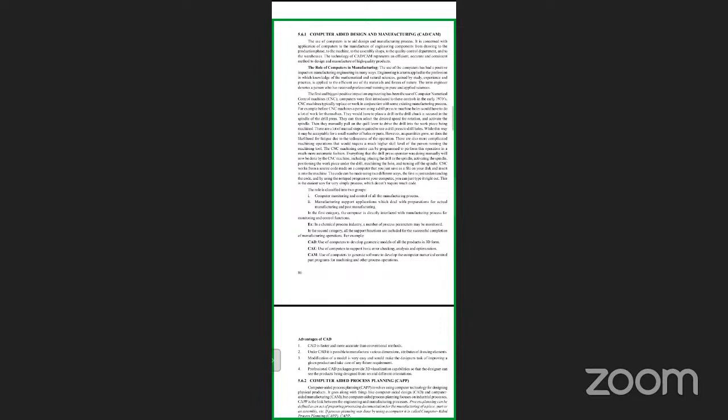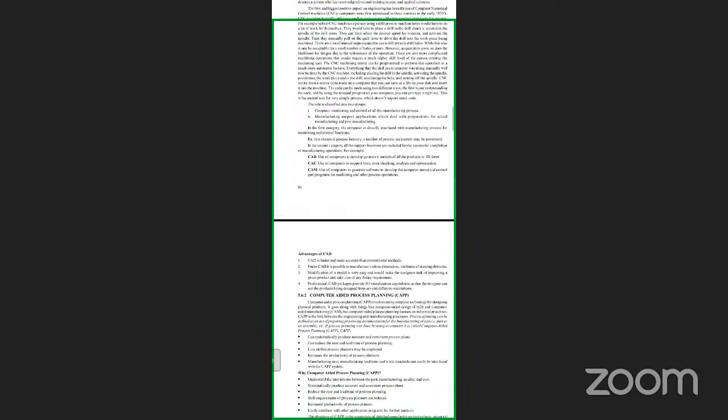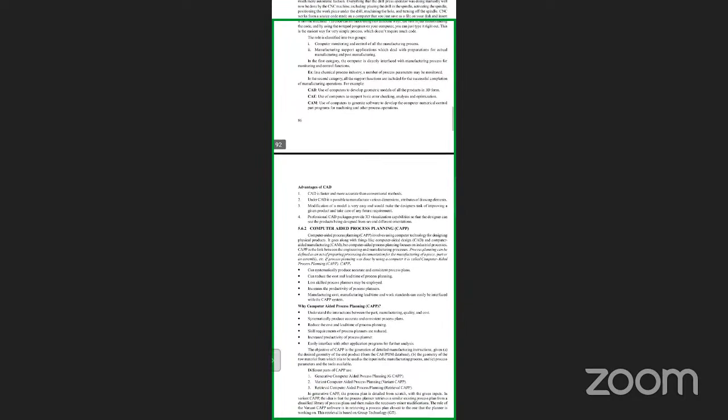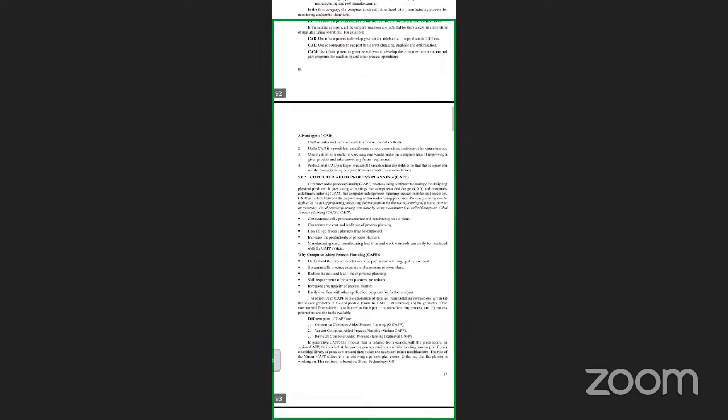And in the second category, the example would be CAD, that is the use of computers to develop geometric models for all the products, that is in 3D form. And CAE, it uses computers to support basic error checking, analysis, and optimization. And CAM, here the computers are used to generate software to develop the computer numerical control part programs for machining and other process operations. And if you look here, we have advantages of CAD.